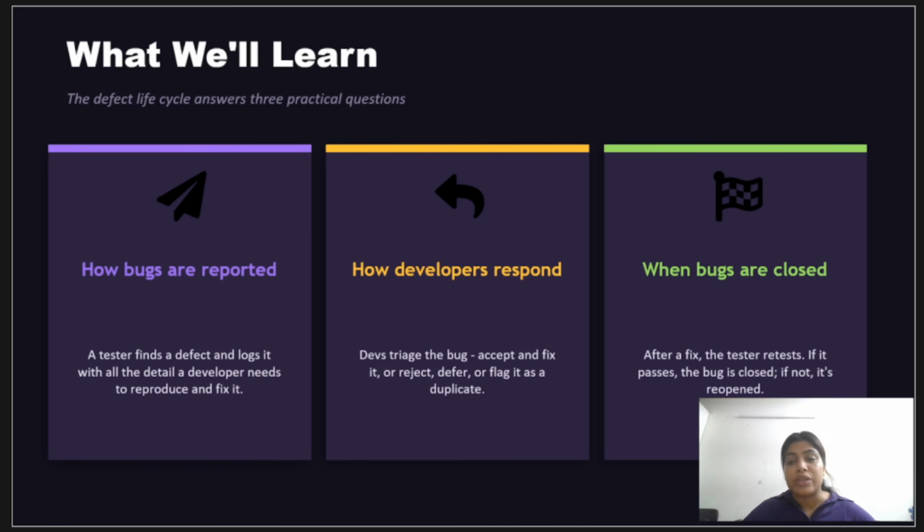Now the developer or the triage team reviews and decides: is it valid? They accept and fix it, or push back by rejecting or deferring it or marking it duplicate. Not every reported bug will get fixed immediately. Once a dev finally fixes the defect, the ball returns to the tester. We retest it, pass it to close, or if it fails again, we reopen it. A bug is closed by the tester who verifies it and not by the developer who fixes it.